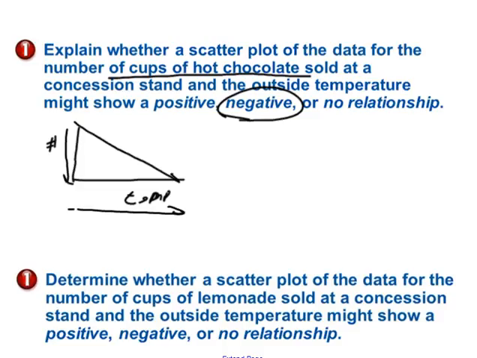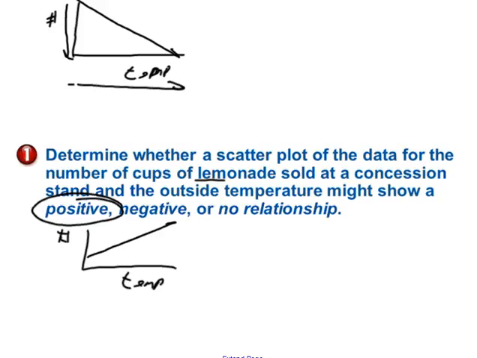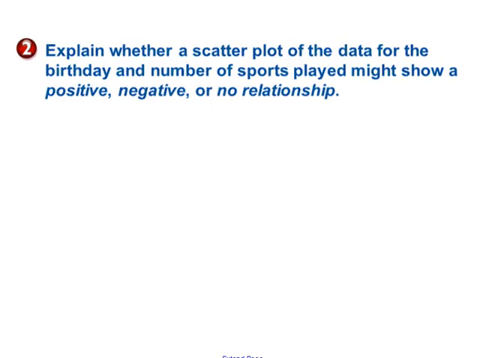All right, as I look at this next one, determine whether a scatter plot of the data for the number of cups of lemonade sold at a concession stand and the outside temperature might show a positive, negative, or no relationship. Well, again, we're going to use temperature across the bottom and the number of cups of lemonade sold. But this time, as the temperature goes up, the likelihood that we're going to sell lemonade would also go up. So I'm predicting that we would have a positive relationship between those scatter points.